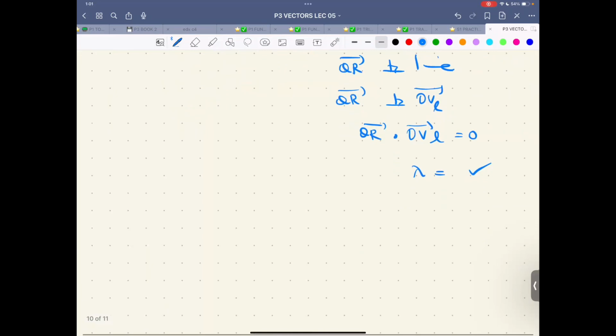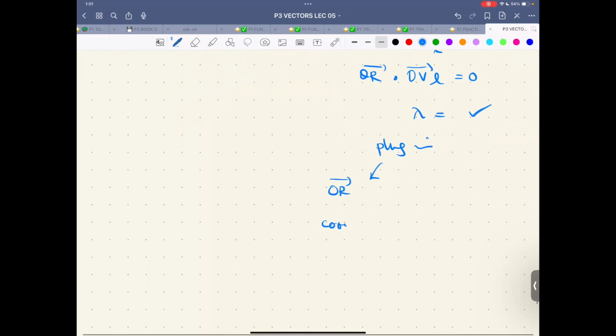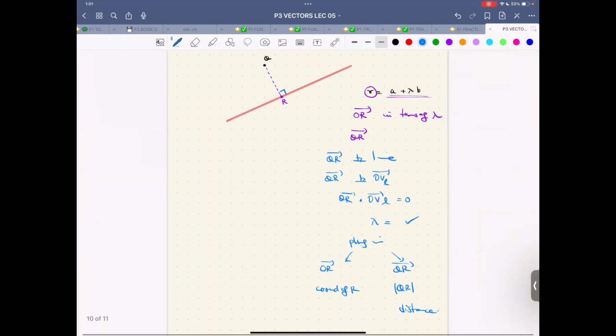Once I obtain a value of lambda, plug in either OR to find coordinates of R, or plug in QR and then find the magnitude of QR to find the distance. First, go through the things that I've explained. I want you to focus on it, and then I'll go over it once more. First, go through it.